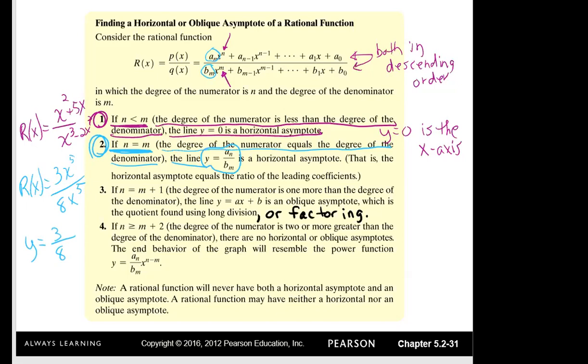Okay. Now, number 3. If n equals m plus 1, if the degree of the numerator is 1 more than the degree of the denominator, then the line y equals ax plus b is an oblique asymptote, which is the quotient found by using long division or factoring.